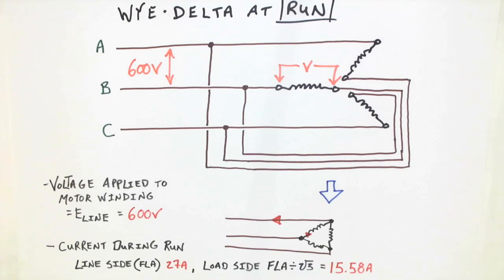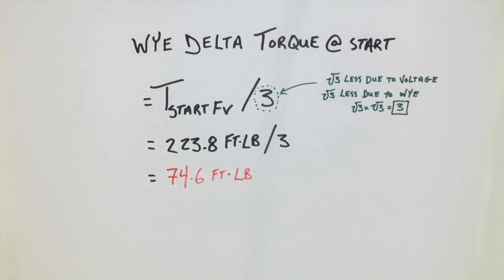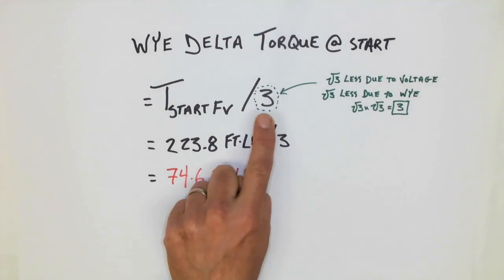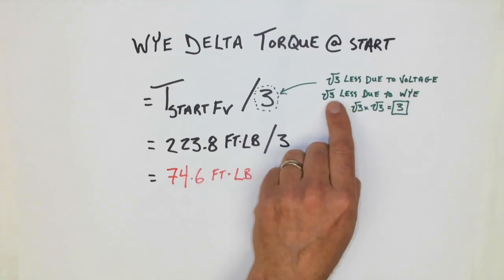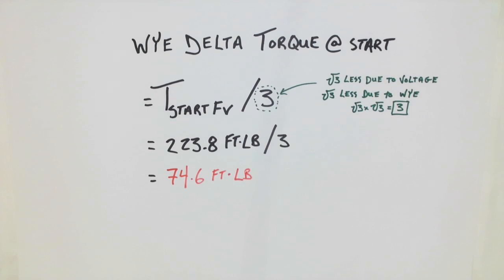Let's take a look at the torque. The torque of a Y delta motor at start will be equivalent to the T at start full voltage divided by 3. So exactly the same calculation as what we did to determine the inrush current. And as I alluded to before, root 3 less due to the voltage and also root 3 less due to the Y connection. Root 3 times root 3 equals the number 3. So we end up with 74.6 foot-pounds of torque.